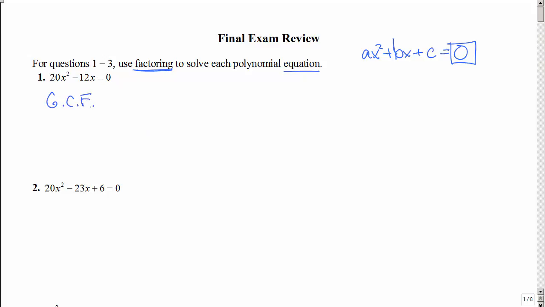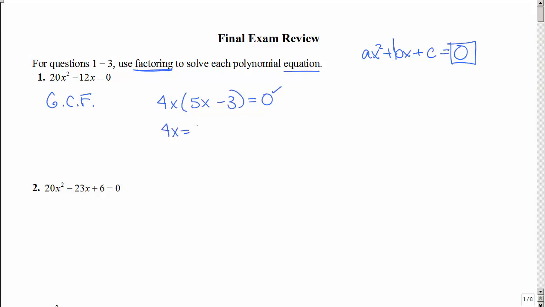As I look at number 1 and I think about my types of factoring, I want to think about a greatest common factor. What are those both divisible by? 4x. So if I divide both by 4x, I would be left with 5x minus 3. It's set equal to 0. I have factored. Now what do I do next?